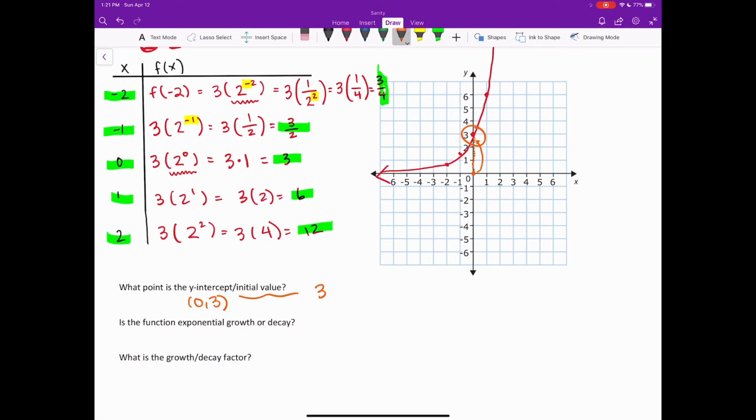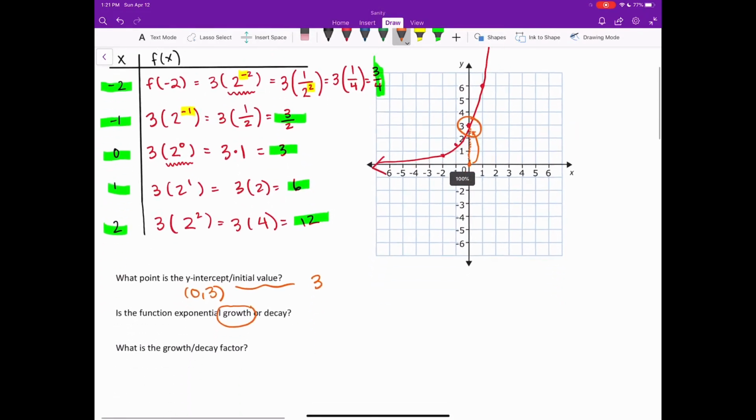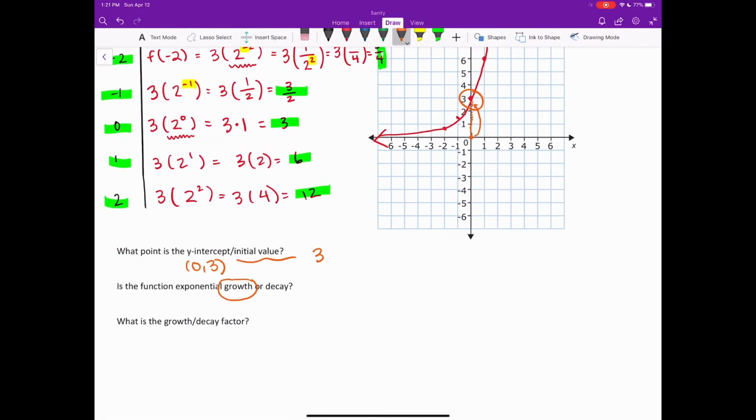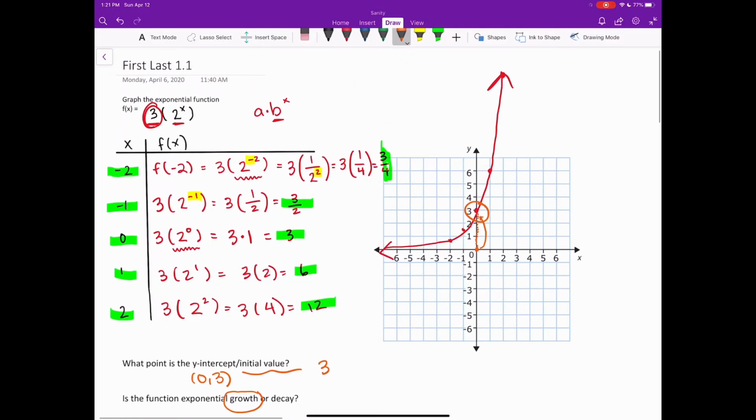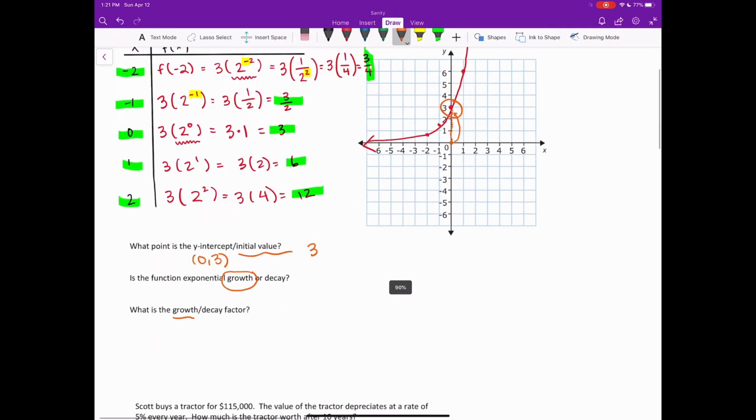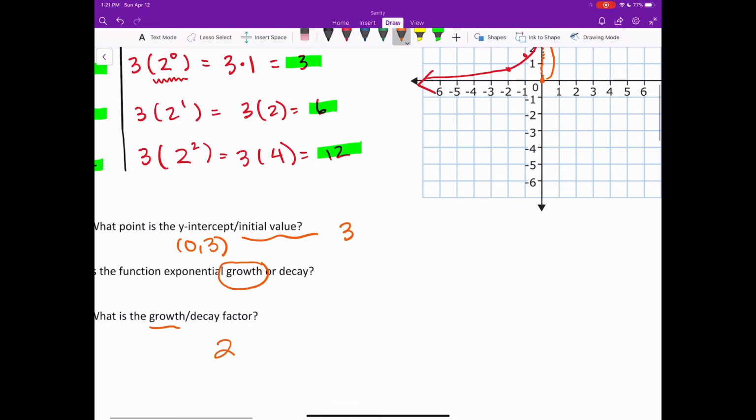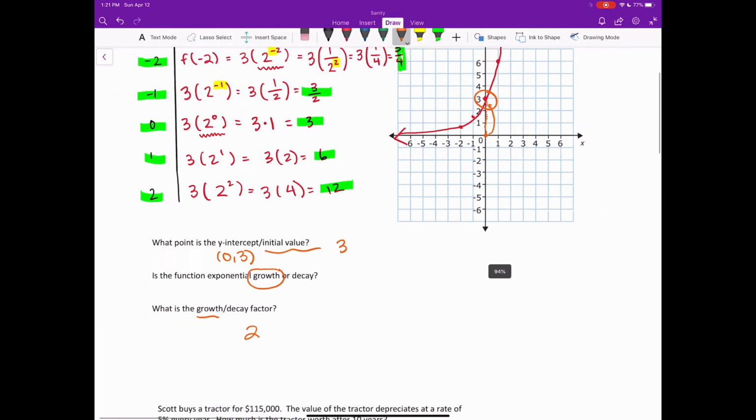Is this thing growth or decay? Hopefully you can answer that it is growth, right? Because our numbers are getting bigger. I see this curve going up. So this is exponential growth. And now that I know that it's growth, I'm asking what is the growth factor? Again, that's what we're multiplying by every time. I'm multiplying by 2 every time, all right? I'm doubling. So my growth factor is indeed 2.